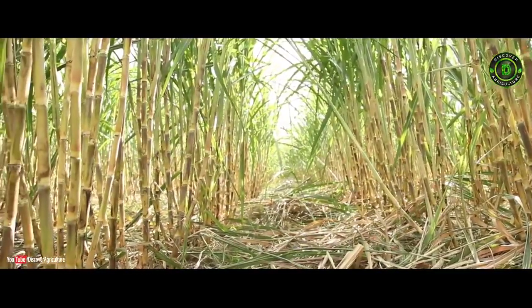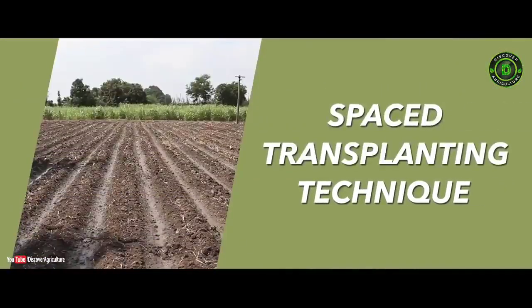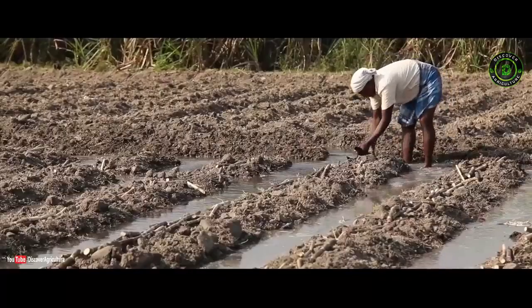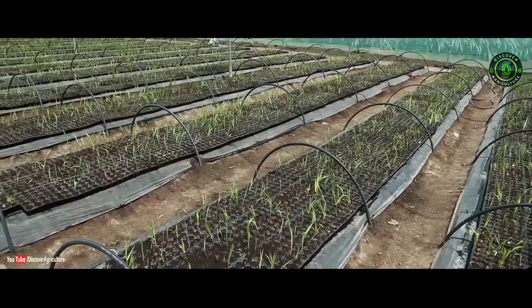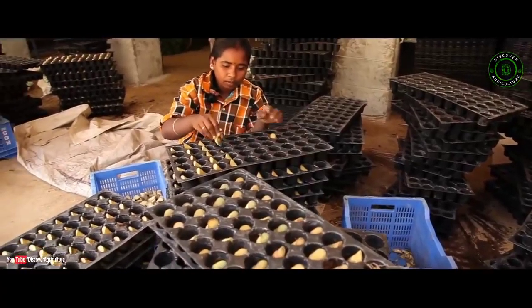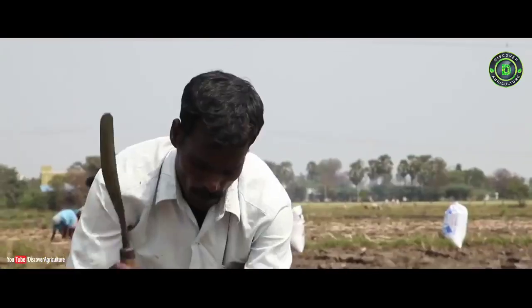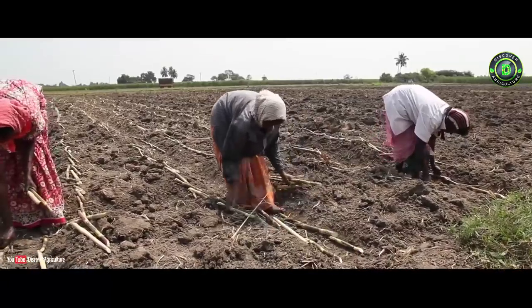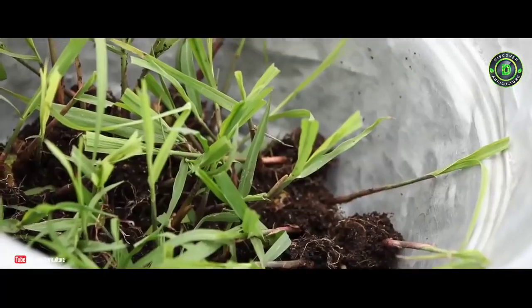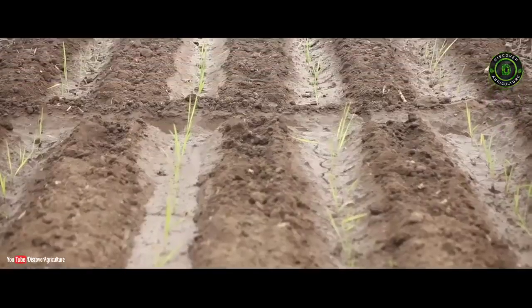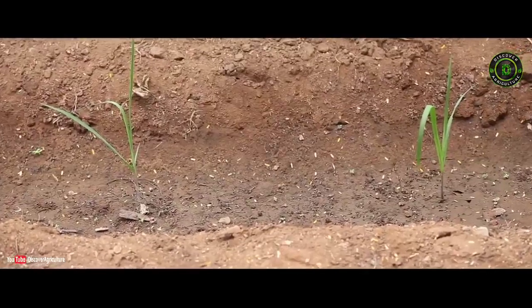Detrashing should be avoided in the nursery plots. Spaced transplanting technique is also important. For planting 1 hectare, a 50 square meter nursery plot can be selected 1 month in advance to planting. In this, single bud sets can be planted at 600 to 700 per square meter. 4 to 5 weeks after sowing the sets, the seedlings can be uprooted and transplanted in the main field at a spacing of 90 by 90 centimeters.